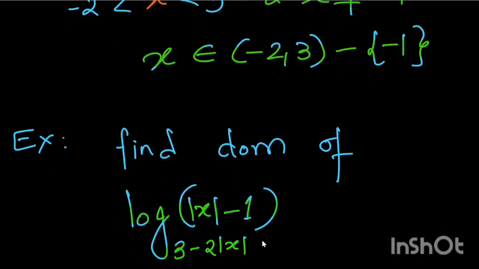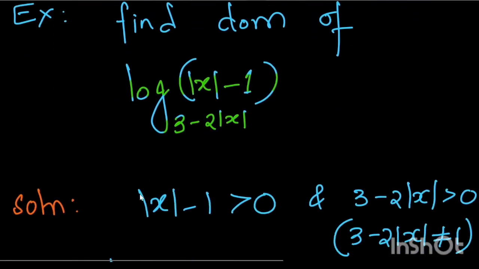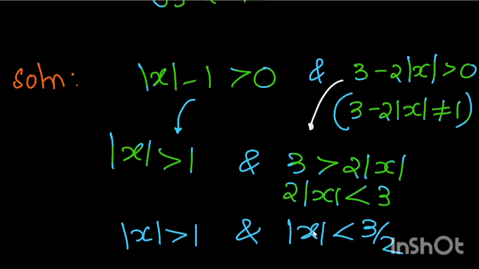In a similar way, you can try to find the domain of log of mod x minus 1, base 3 minus 2 mod x. Here f(x) is mod x minus 1, which should be positive, and g(x) is 3 minus 2 mod x, which must be positive as well as not equal to 1. So mod x minus 1 greater than 0 gives mod x greater than 1. Similarly, this will give you 3 greater than 2 mod x, which is 2 mod x less than 3, which is mod x less than 3 by 2.